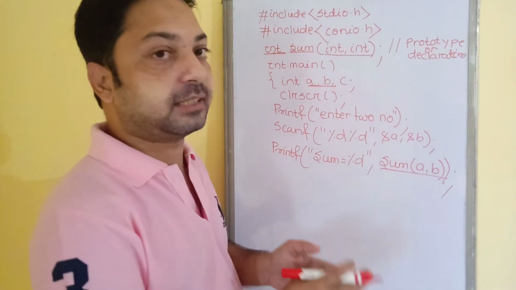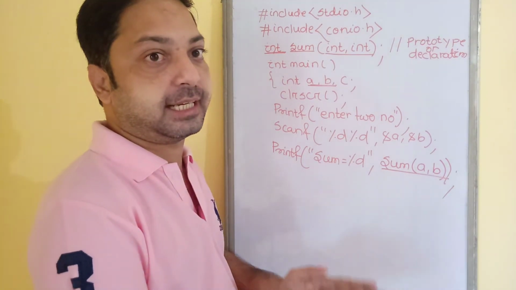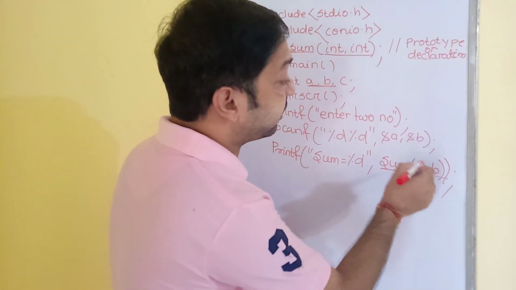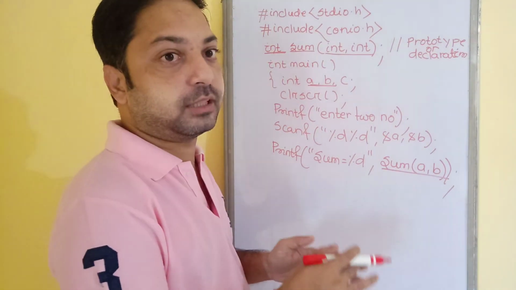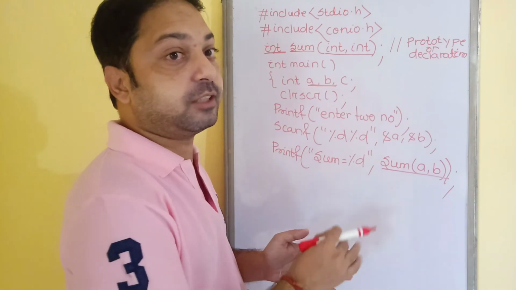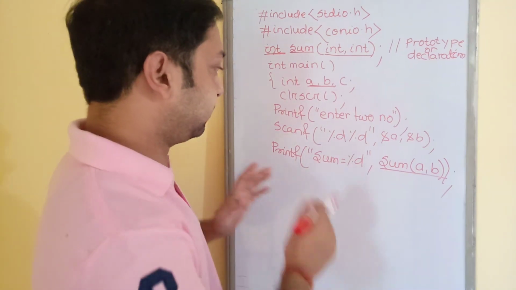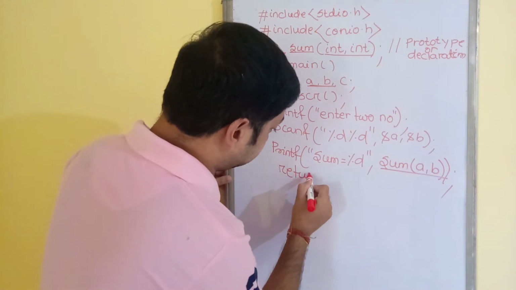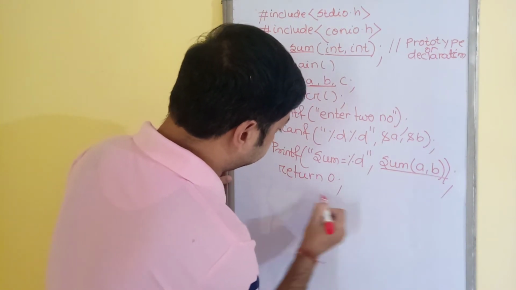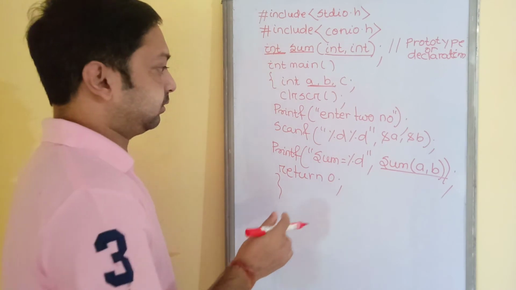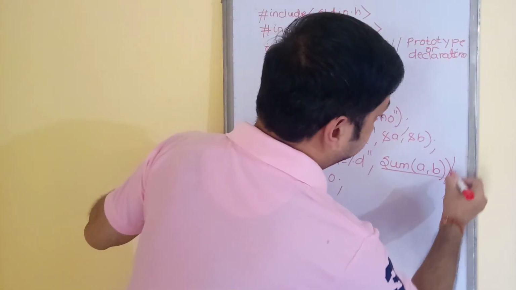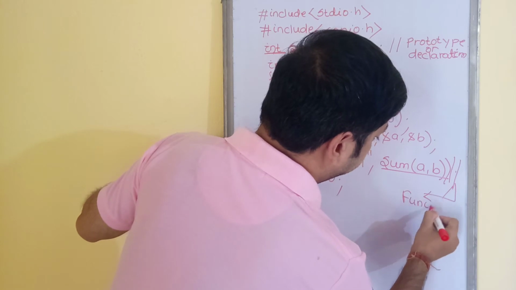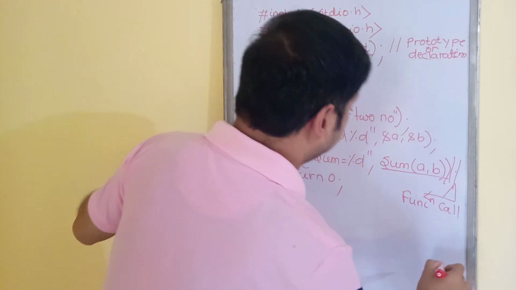And again, argument can be of two types. One is your actual argument, another one is formal argument. So in function call, we are going to use actual argument, and this argument is known as actual because this value is actually going to be used. So now this is your return 0, and what is this particular line known as? Function call. Now come to definition part.